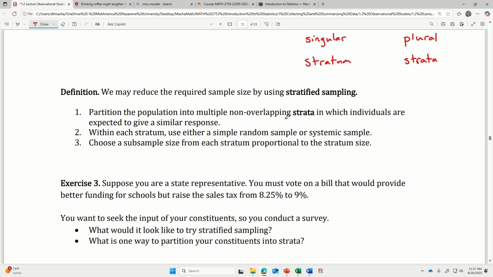What would you do to stratify your constituents, sort them into strata, if the question is, do we need to increase taxes to better fund our public schools? You go based off of like wage. Yeah, because how much you earn might affect your tolerance for taxes. That's a really good idea. Anybody else have an idea?